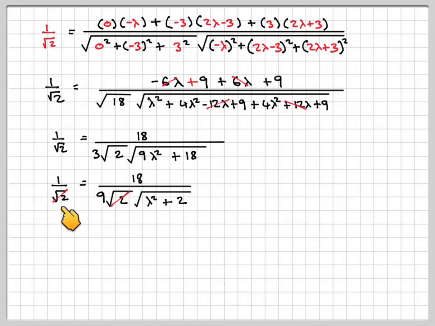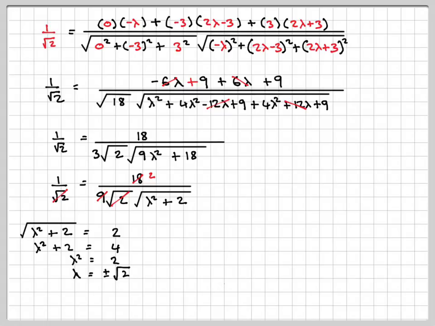The root 2's will cancel out, because if you take that up there, they'll cancel each other out. The 9 and the 18 will cancel out, so we've got 2 here, and I'm going to take this up here. So we've got square root of lambda squared plus 2 is equal to 2. Squaring both sides, we get lambda squared plus 2 is equal to 4. Taking 2 from both sides, lambda squared is equal to 2. Taking the square root, we get plus or minus root 2 for lambda.